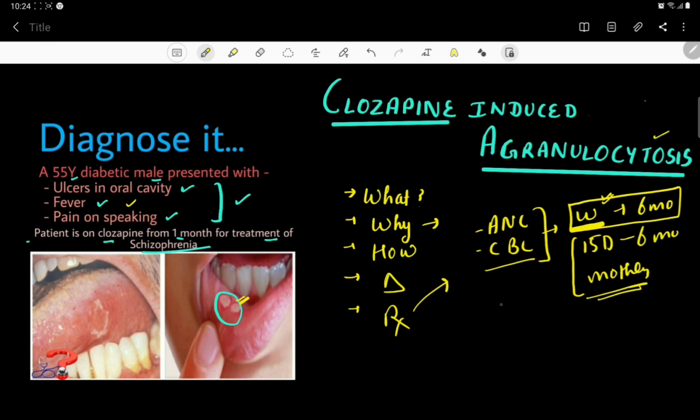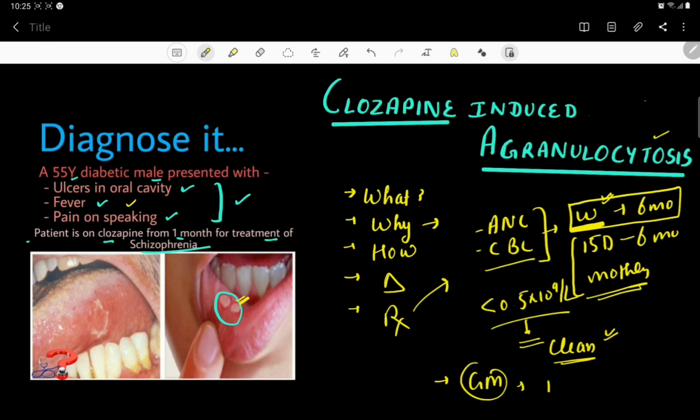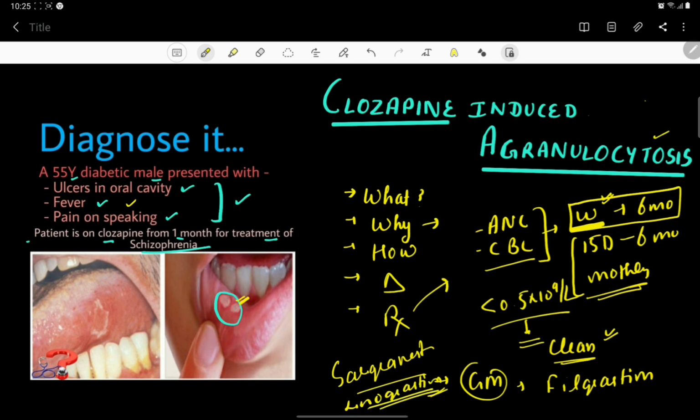When agranulocytosis has developed, when the neutrophil count of the patient is less than 0.5 into 10 to the power 9 per liter, the first thing is we need to transfer the patient to a safe facility where the air is clean and the risk of infection is less. So a clean room is needed for the management of the patient. The drugs that we try are the stimulating factors, like granulocyte and granulocyte-macrophage colony stimulating factors: filgrastim, sargramostim, lenograstim. These are the drugs that are tried, and if the patient becomes febrile or any other sign of infection develops during the treatment, then antibiotics should be started along with it.